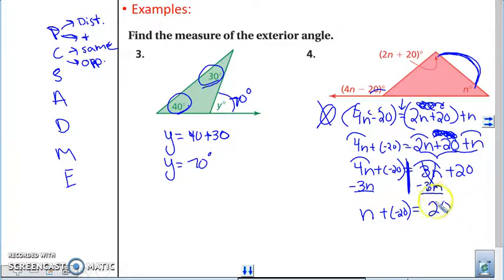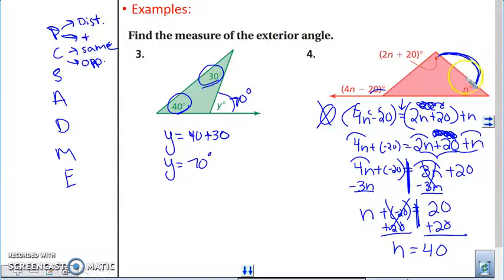All right. Now we have subtraction or addition to undo. We have an addition of a negative 20, so we're going to add a positive 20. We're going to do the opposite of it, and that's a positive 20 to both sides. Sides are an equal sign, don't forget that. Okay, and now we'll have n equals 40. All right, find the measures of the exterior angles.